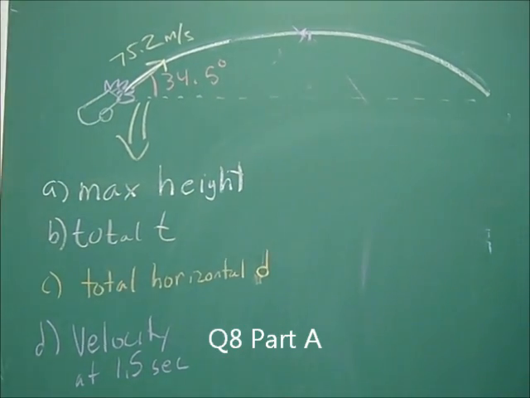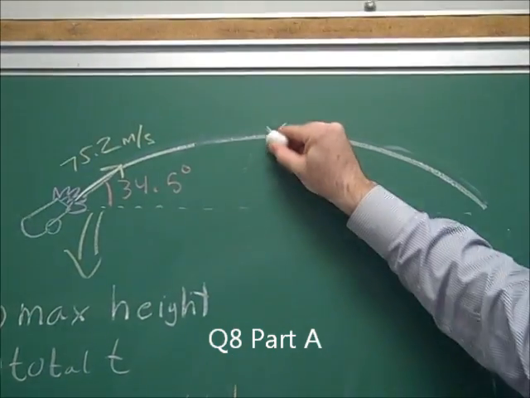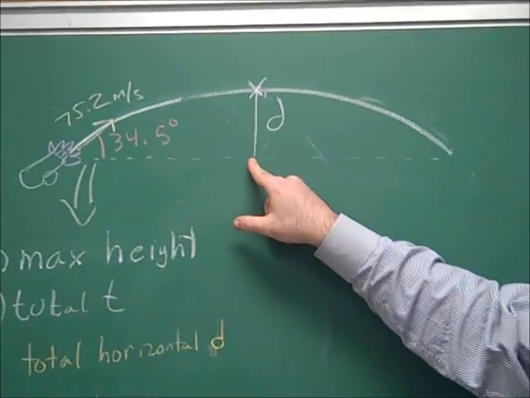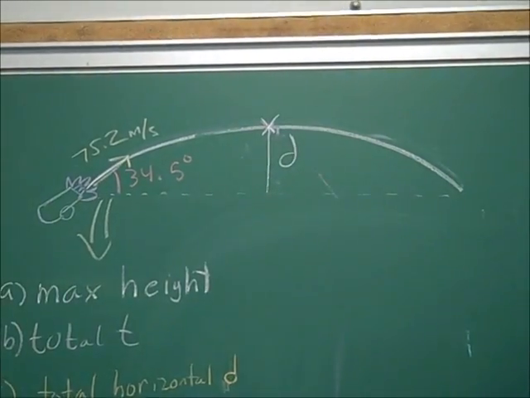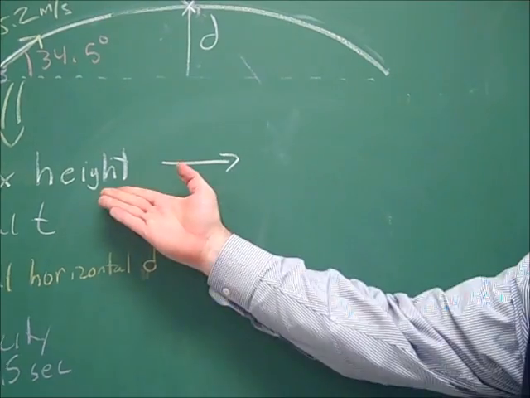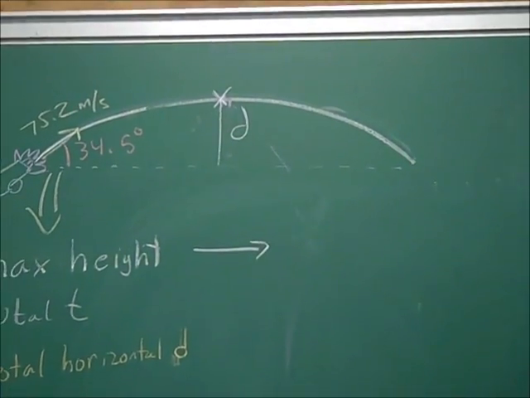Part A, max height. In this picture, the max height occurs at this point up here. We're trying to find this distance. Is the time in the air the full time at this point? And the answer is, of course, no. To find the maximum height, we're looking only in the y direction. So my x and y table is really just a y table.